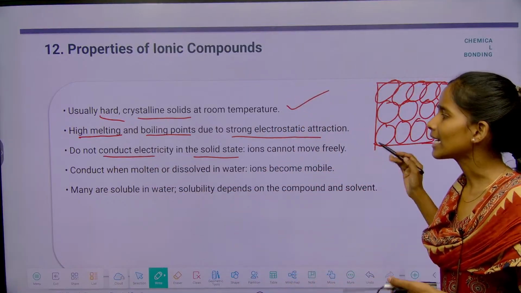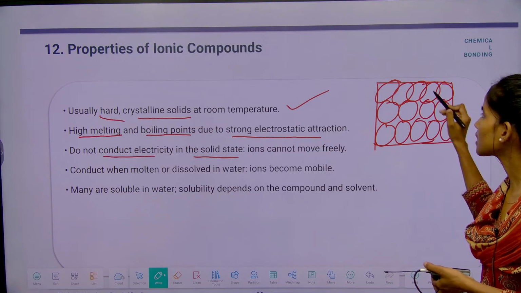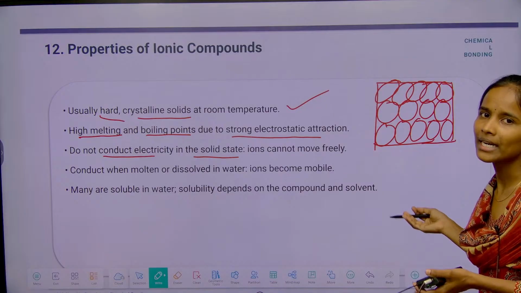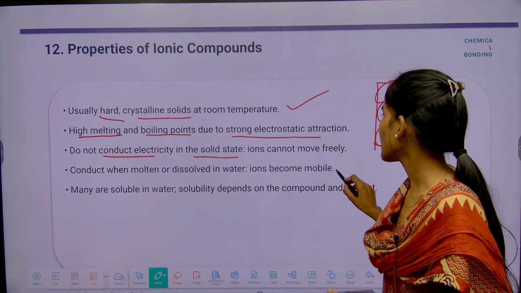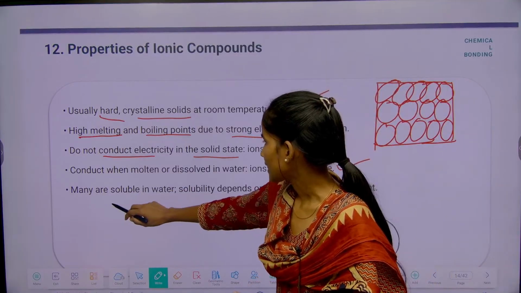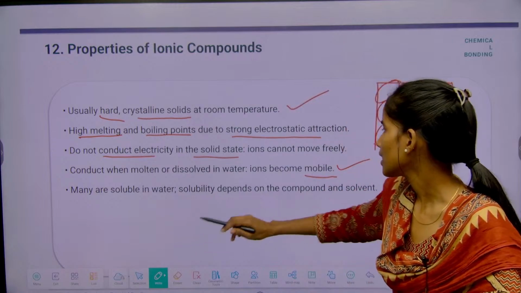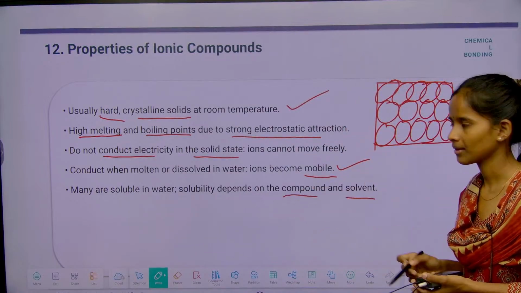Next, they will conduct when they are dissolved in water. When dissolved in water, what happens? They will spread and move here and there in ionic state, so they can conduct electricity. Mobile means movement. Next, many are soluble in water. Solubility depends on the type of compound and solvent.